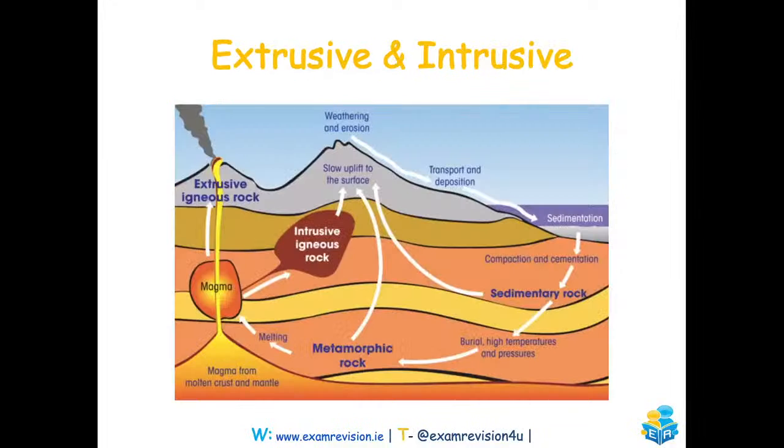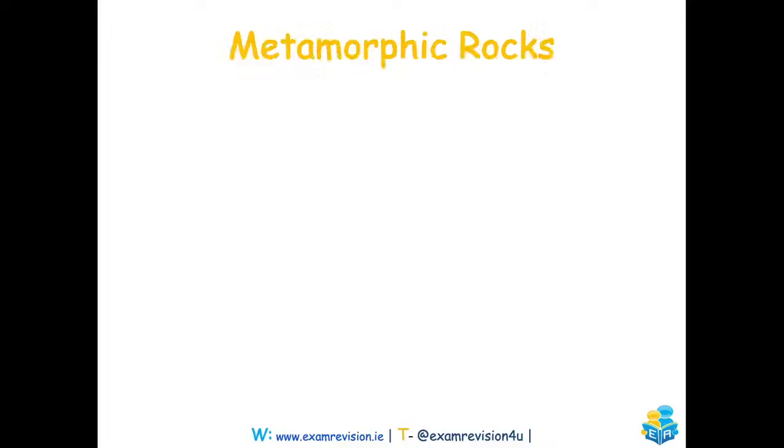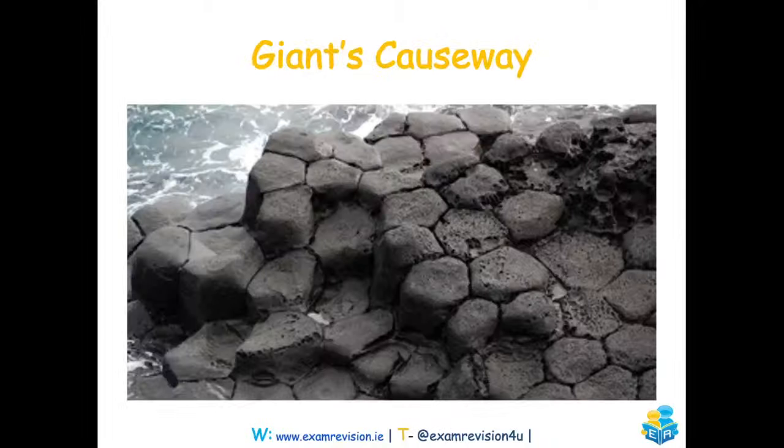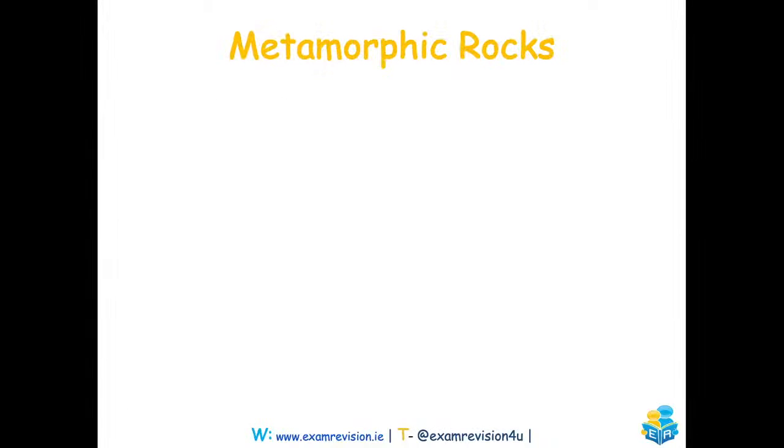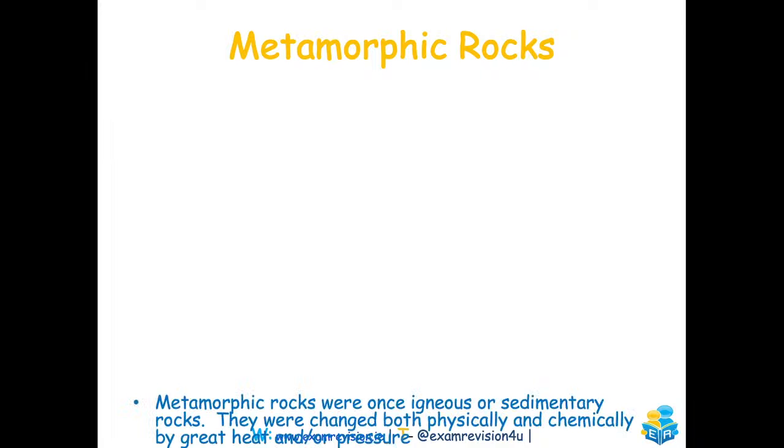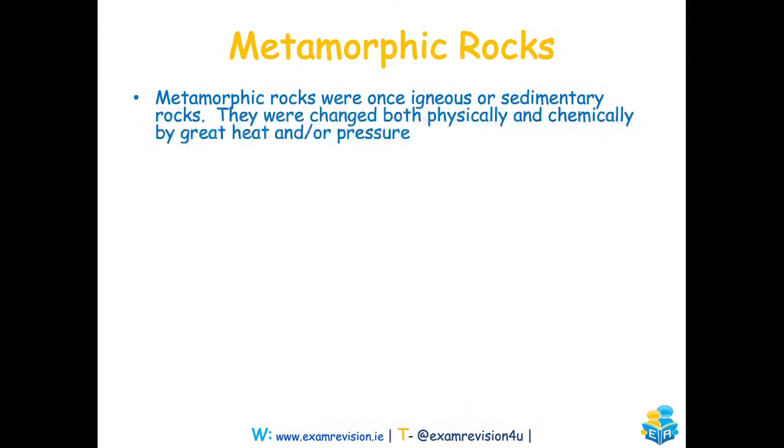Okay, so these are just the pictures from the igneous rocks. And now we're going to go on to the formation of metamorphic rocks. Metamorphic rocks were once igneous rocks or sedimentary rocks. And they were changed both physically and chemically. And the reason why they were changed is because of heat.